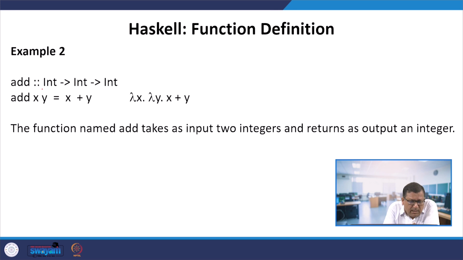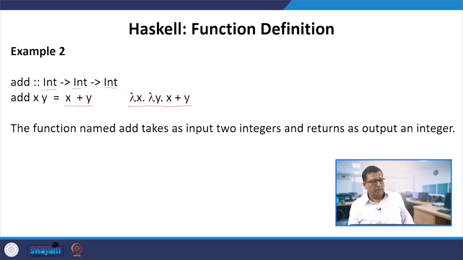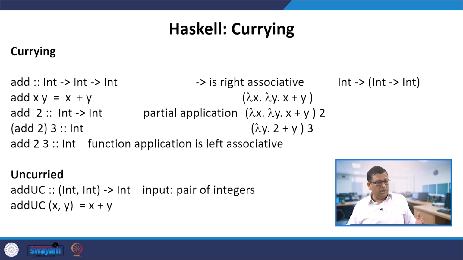Then we want to add two numbers. So it says that it takes two integers as input and returns another integer. So the body of add, add x y, will be x plus y. So this is the same as lambda x dot lambda y dot x plus y. This is how the function abstraction is done. Now we want to see how these functions work when they are applied to arguments.